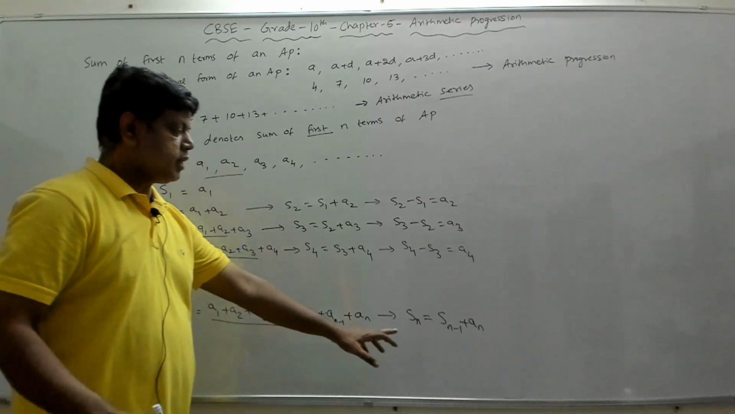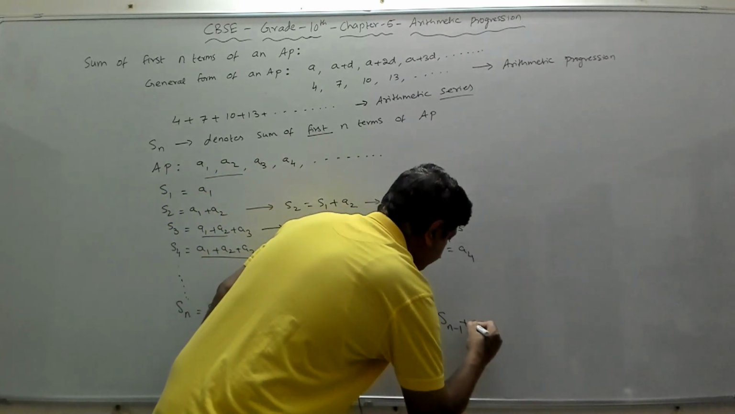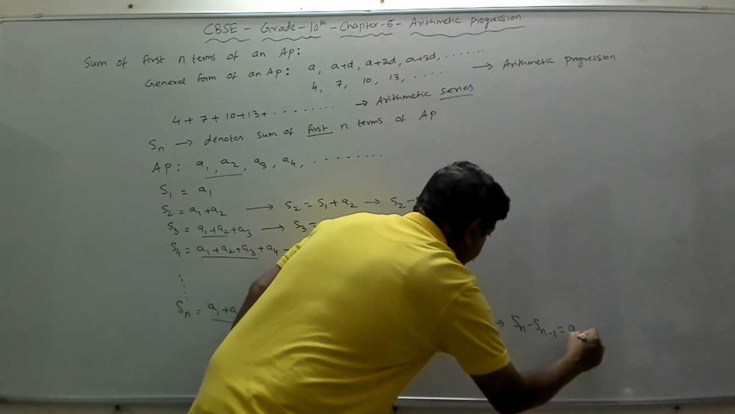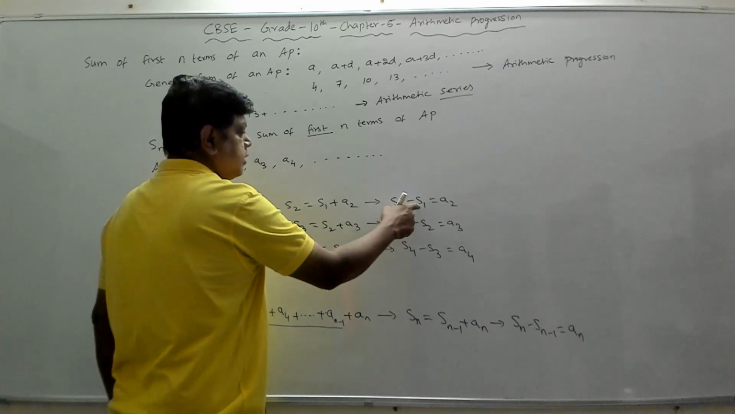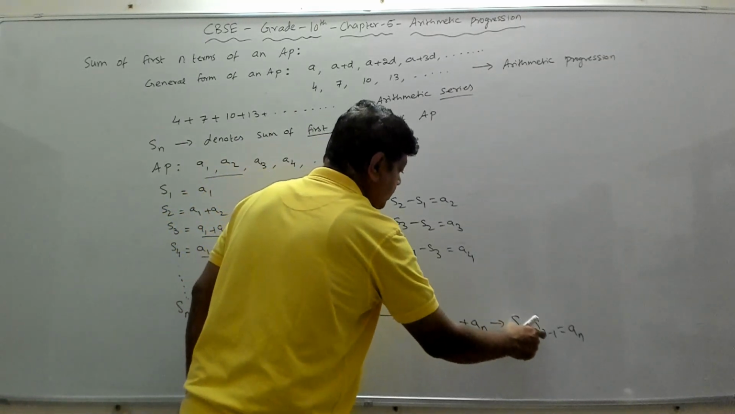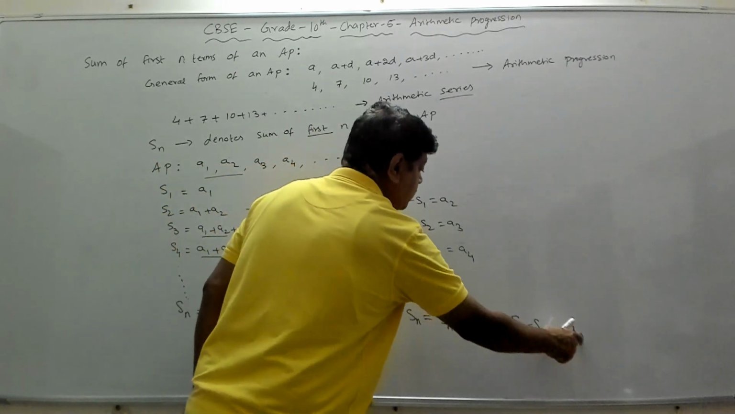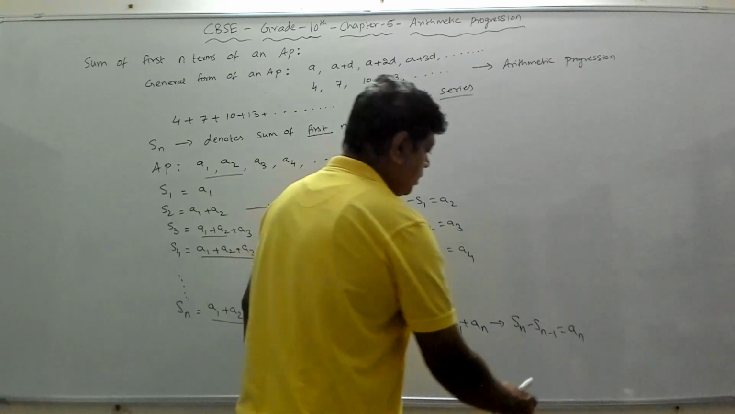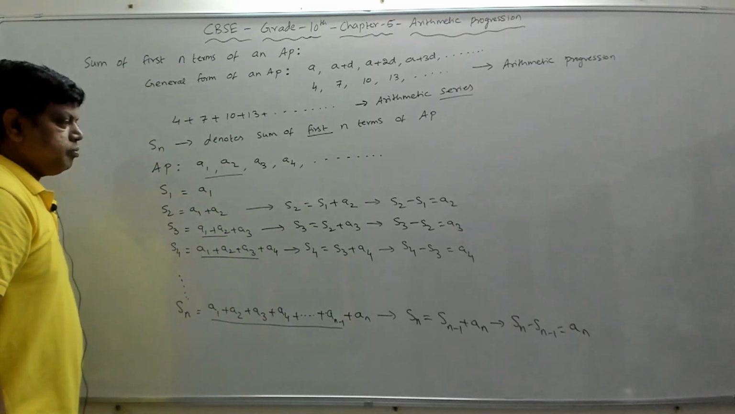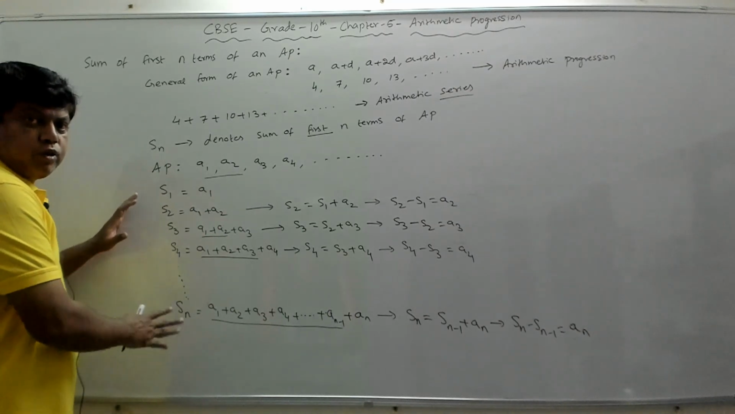So what is Sn? Sn can also be written as Sn minus 1 plus An, which is the same as Sn minus Sn minus 1 equals An. Same as S2 minus S1 is A2, S3 minus S2 is A3, S4 minus S3 is A4. Similarly, Sn minus Sn minus 1: the sum of the first n terms minus the sum of the first n minus 1 terms will give you the nth term of an AP, which is An. These are the few things which we need to know.